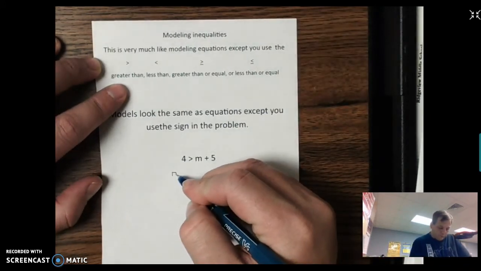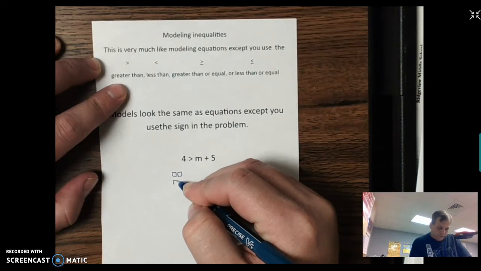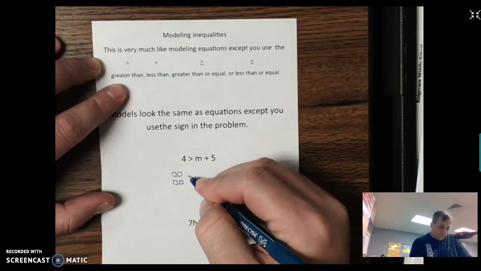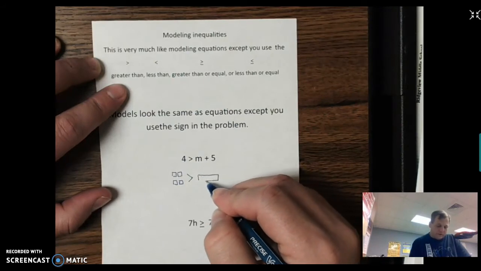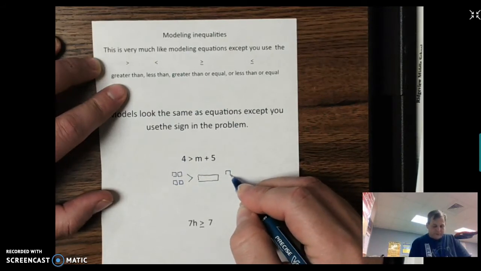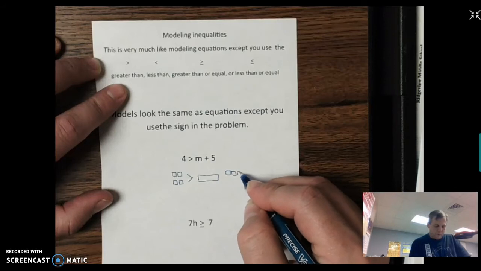So I'm going to do my 4 ones. I'm going to use the greater than sign this time. And m is still going to be my long rectangle like x usually is. And we have 5 ones here.